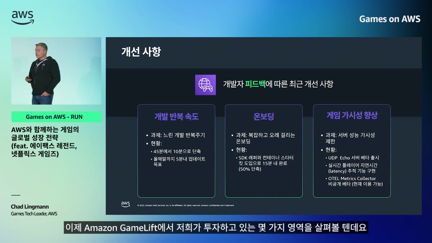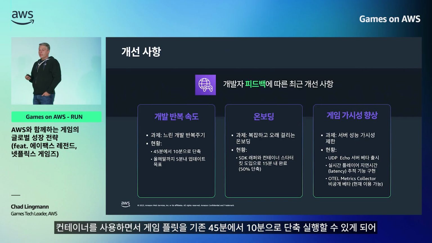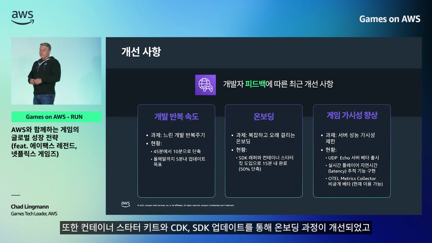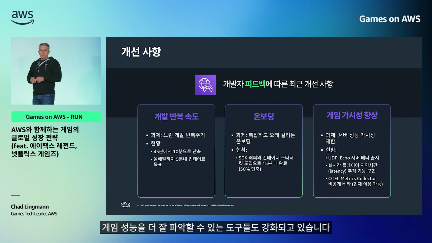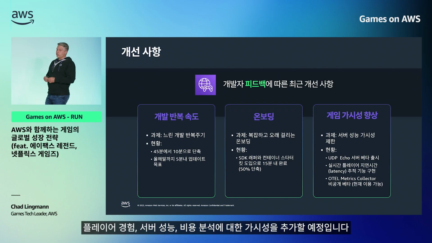Now, a few of the areas that we're investing in with GameLift. Iteration speed is one of those big ones. It has reduced dramatically with the use of containers and the ability to spin up a GameLift fleet in 10 minutes versus 45 minutes. In addition, the onboarding improvements with container starter kit and SDK wrappers, updates, we're improving tooling to give you more visibility into how your game is performing.